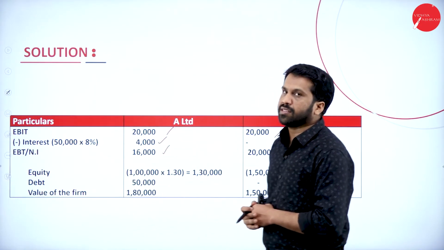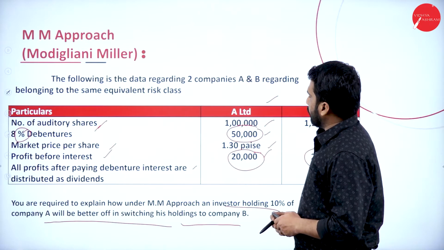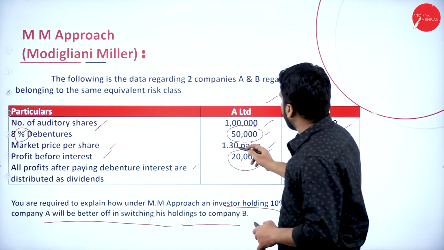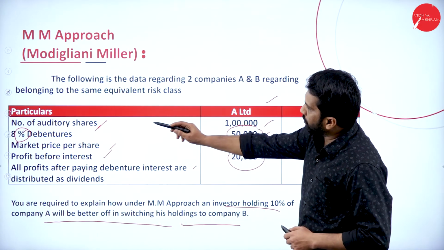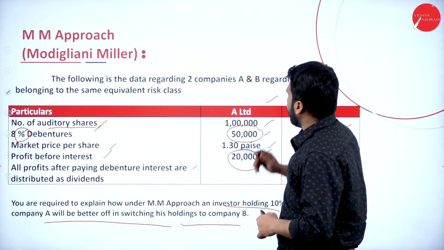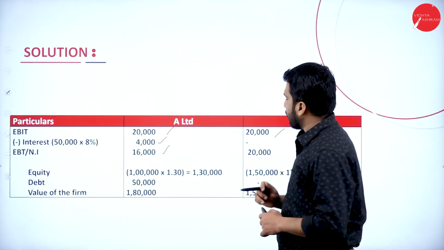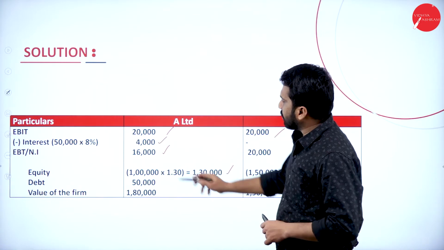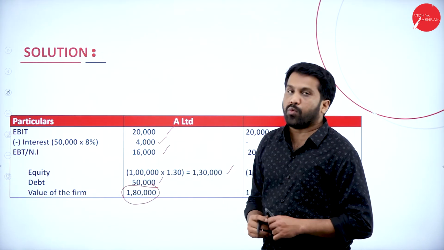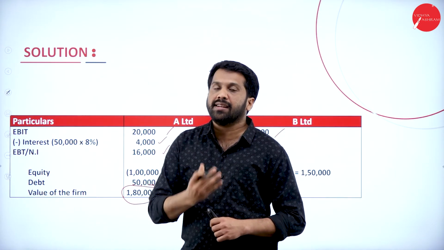But now what are we supposed to do? Your equity is, they have given the market price of this share, 1 rupee 30 paise. So the number of ordinary shares will be 1 lakh. 1 lakh into 1.3, how much we will get? We will get 1 lakh 30,000 plus debenture value 50,000. 130 plus 50, it will be 1 lakh 80,000. Ordinary is nothing but equity shares.